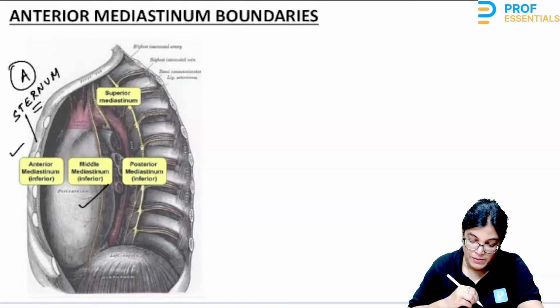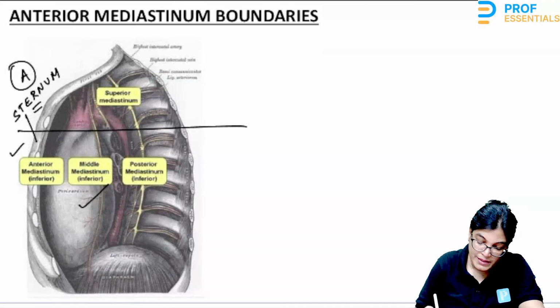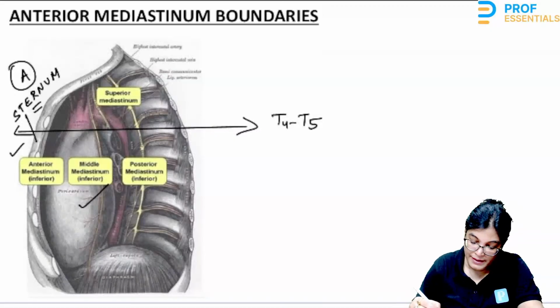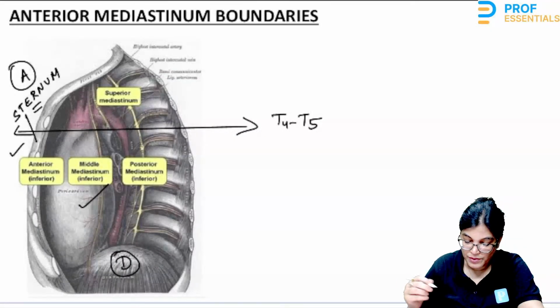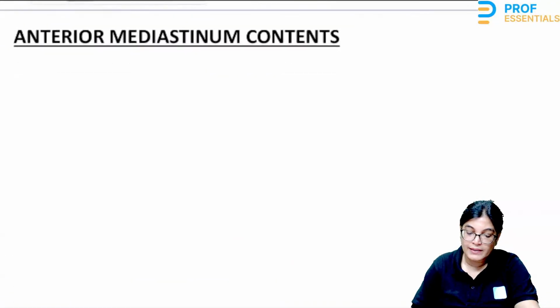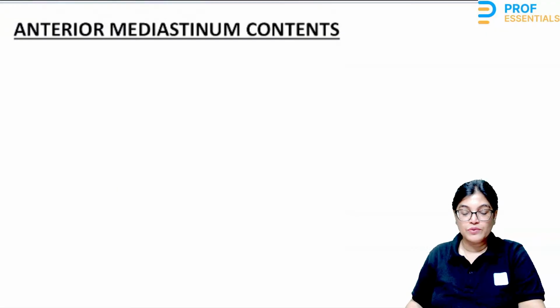Posteriorly, we will have the middle mediastinum, and superiorly, the imaginary plane, which is passing in between the T4 and T5 thoracic vertebra and the sternal angle, inferiorly D for the diaphragm. Got it? On either side, mediastinal pleura. So this is the boundary of the anterior mediastinum. Now, the anterior mediastinum content we have to see.